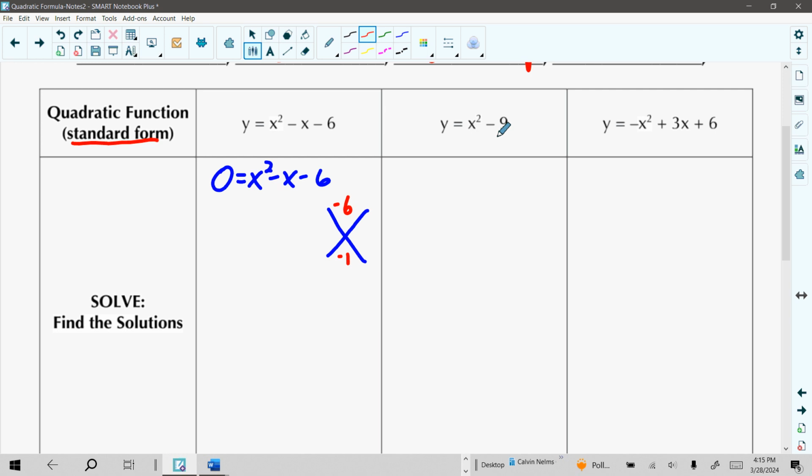Here, hopefully on the next one, we see it's a difference of squares. And then we're going to see if it's factorable on the third one. Hint, hint, you're going to have to use the quadratic formula. All right, so I just want you to try this, and this is what you're going to turn in. All right, thanks.